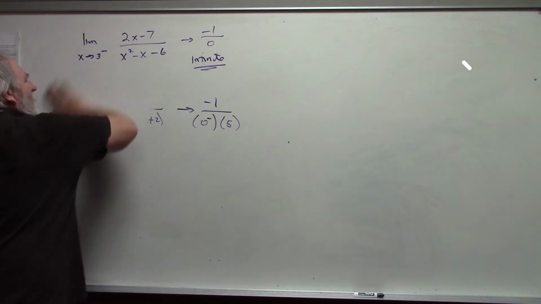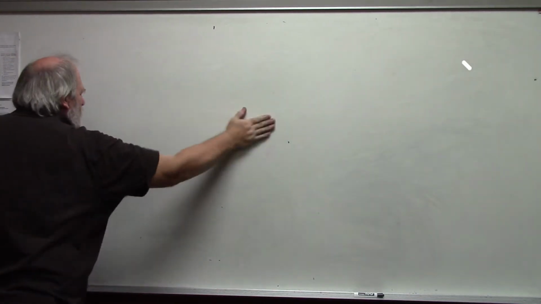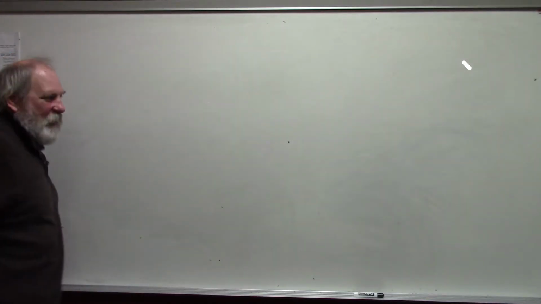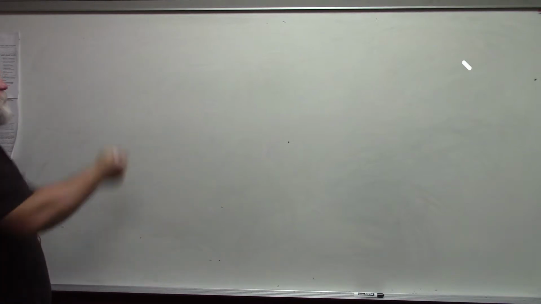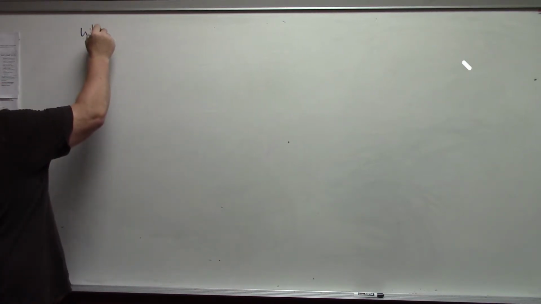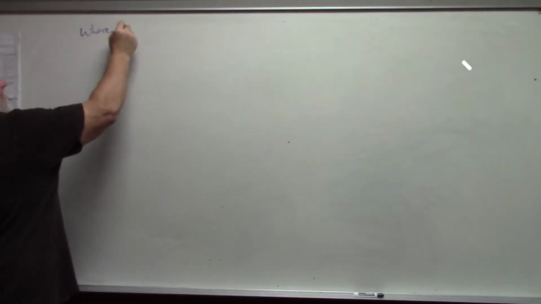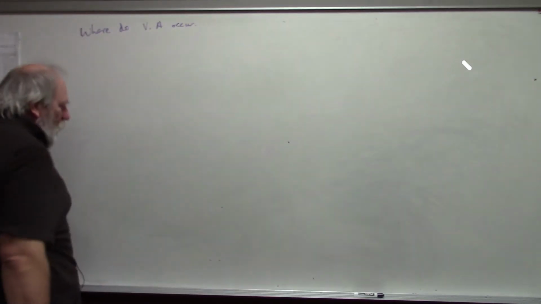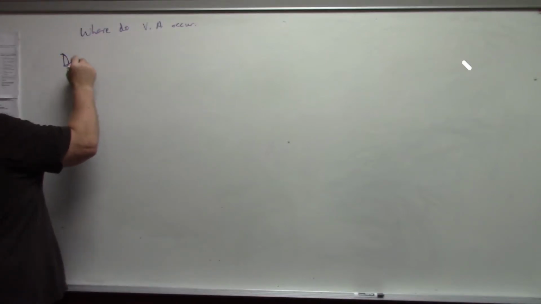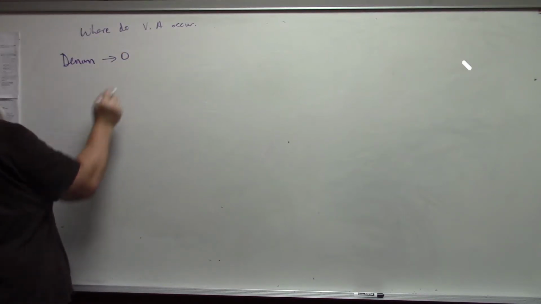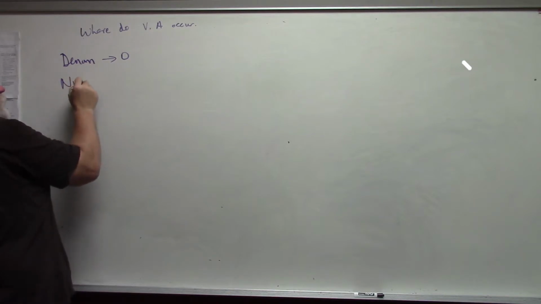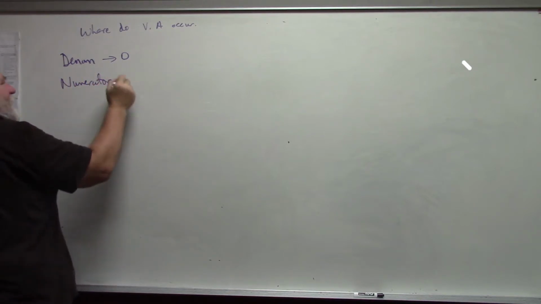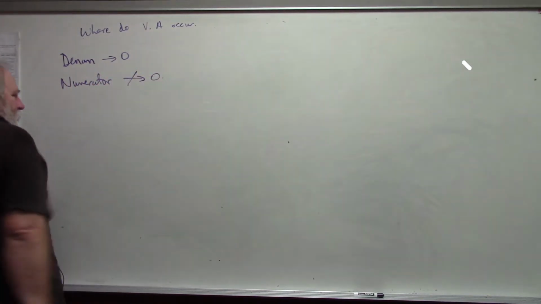I want to look at now vertical asymptotes. And with vertical asymptotes, if we want to determine where vertical asymptotes occur, what we need to know is my denominator must approach 0. My numerator does not approach 0.